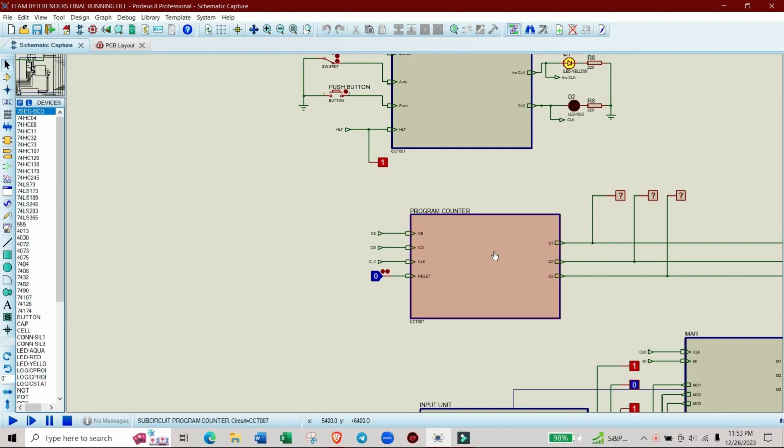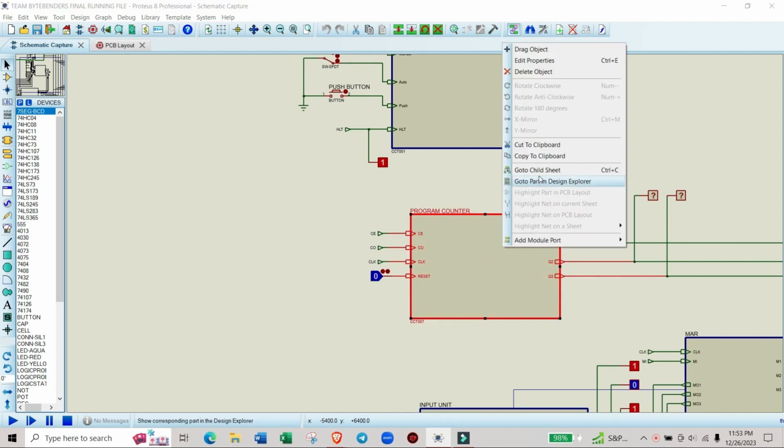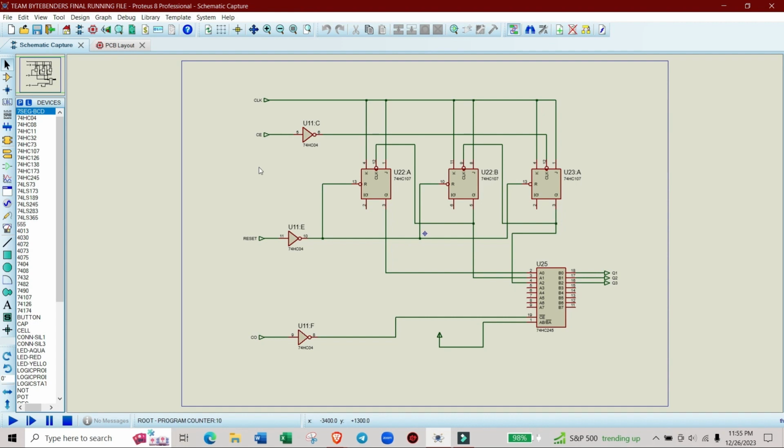Now we can see the child sheet of this program counter. So in the child sheet, we can see we have used 3 JK flip-flops and one 74AC245 IC. The clock pulse is connected with the J and K pin of each JK flip-flop, and the output of the previous flip-flop is acting as the clock pulse of the next flip-flop.